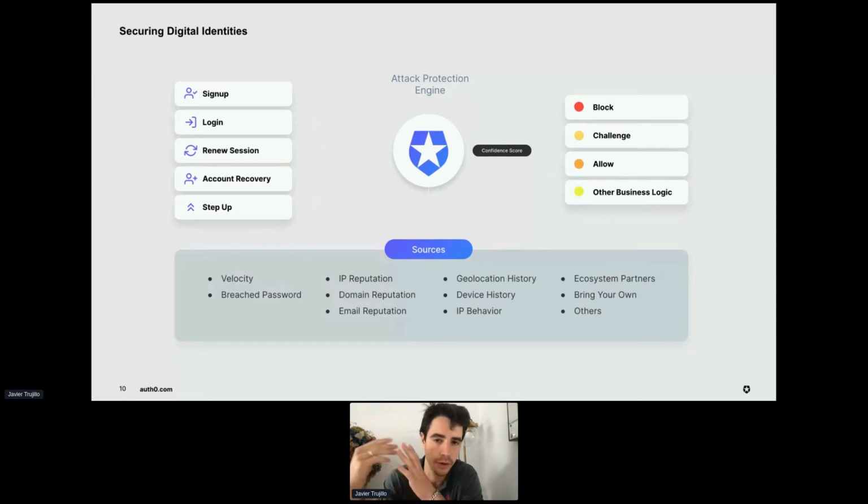And impossible travel means when, for example, someone logs into your website from New York, and then an hour later they sign in from Amsterdam, something that is technically impossible today. You also want to double check how many requests are coming from this IP address, and are they occurring at a rate that doesn't seem humanly possible.